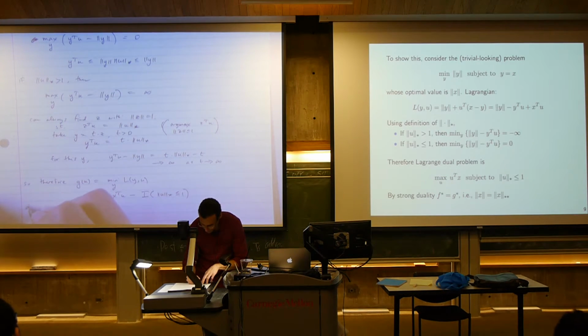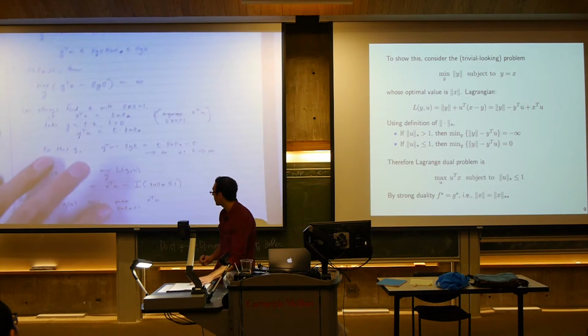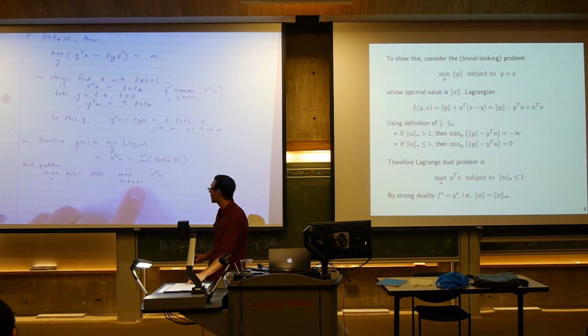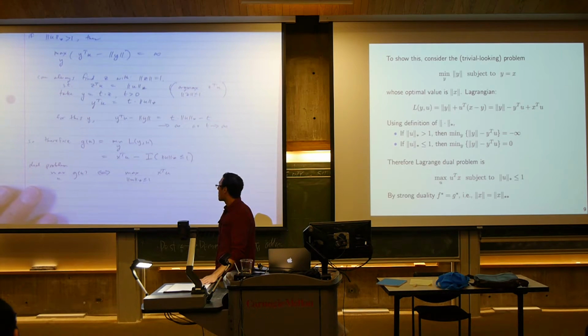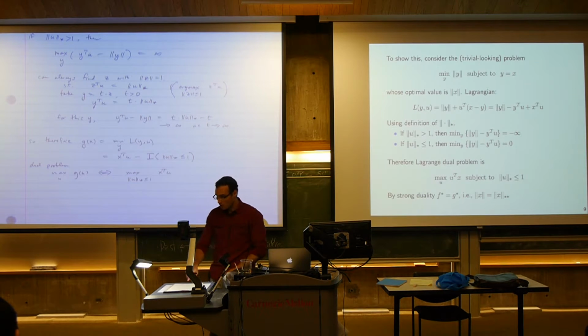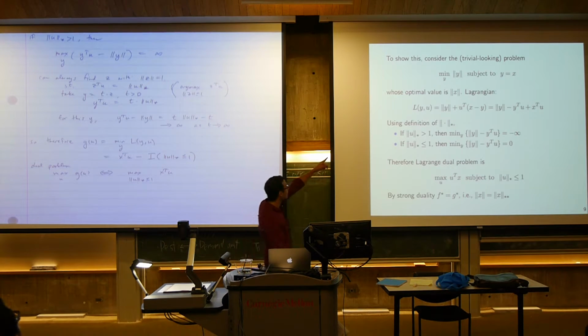So the dual problem is max over all u of g of u, which is the same as maximizing x transpose u over all u with dual norm less than or equal to 1. Because I've taken this indicator and put it as a constraint in my problem now. It's a trick we've done several times before. Okay, so that's the dual. The primal is up there.